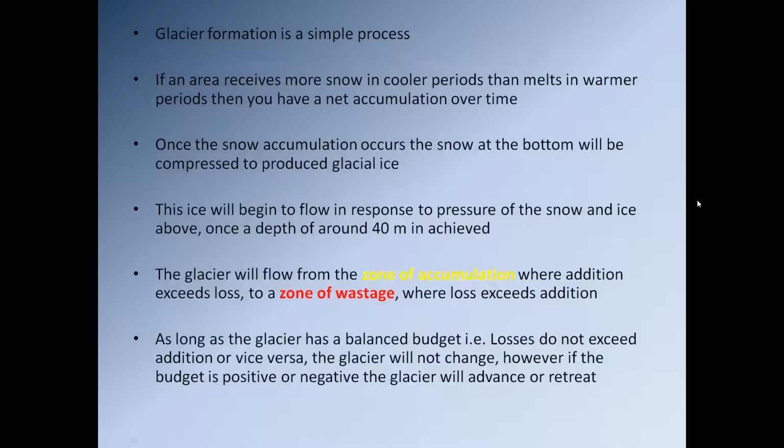However, if the budget is positive, so you have more ice forming, then the glacier will advance. If the budget is negative, so you have more melting of ice than you have new ice being made, then the glaciers will retreat. At the moment, most glaciers globally are in a period of retreat. So essentially we have global temperatures going up. That's causing more ice in the glaciers to melt. And so obviously that means we have a retreat of the glaciers.